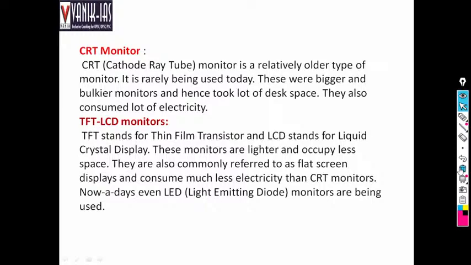So here, TFT LCD monitors, the second type. TFT stands for thin film transistor and LCD stands for liquid crystal display. These monitors are lighter and occupy less space.